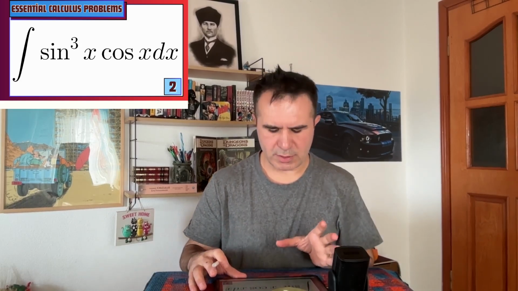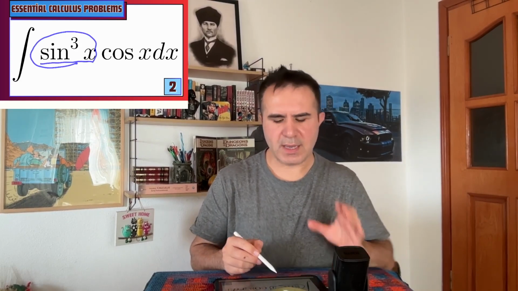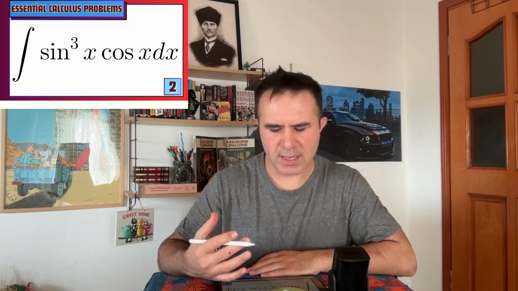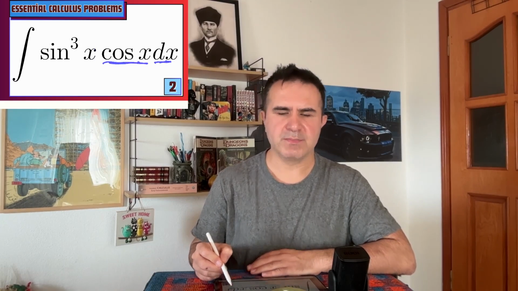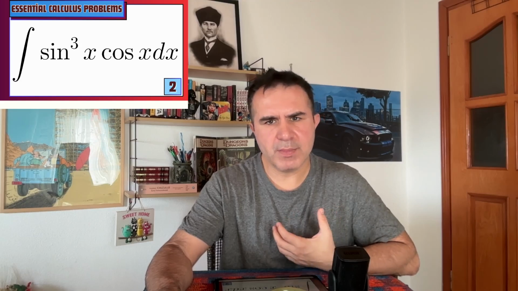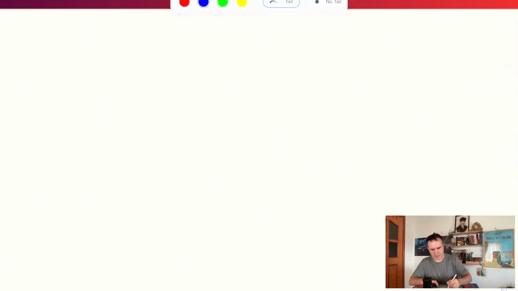When the integrand contains a function multiplied by the derivative of that function, we can use substitution. Here we have a function sin³x, and the derivative of sin x is cos x multiplied by dx. So we will use the substitution method to solve this problem, and we will say that sin x is equal to u.